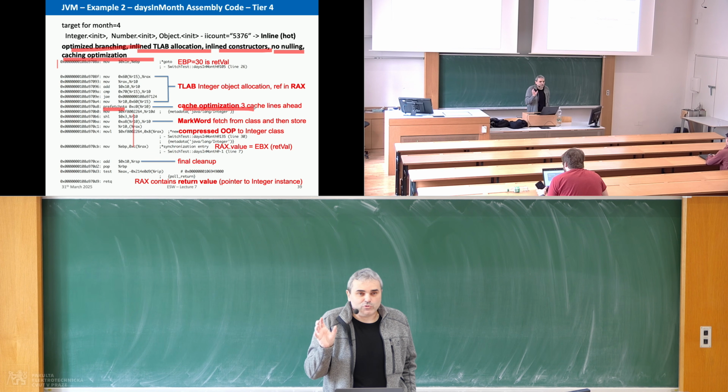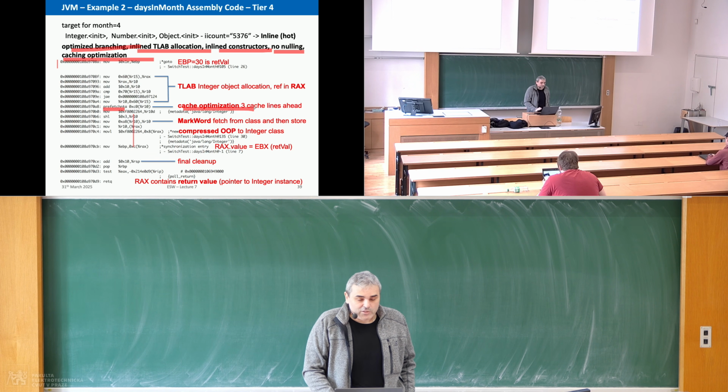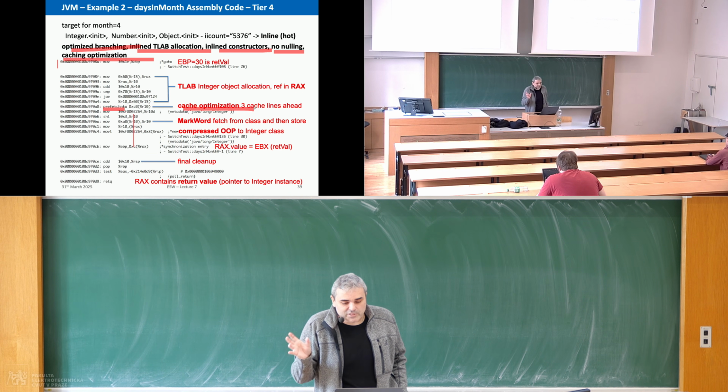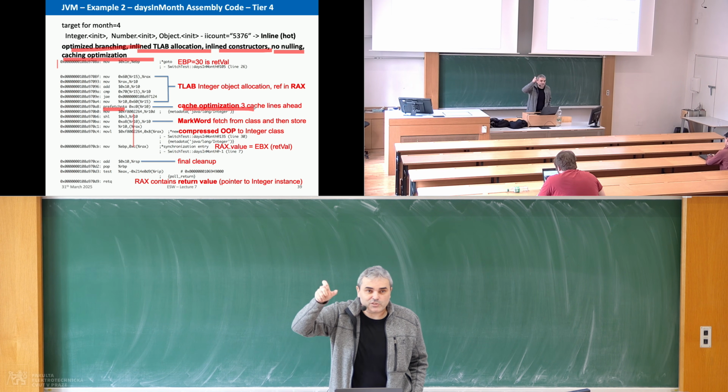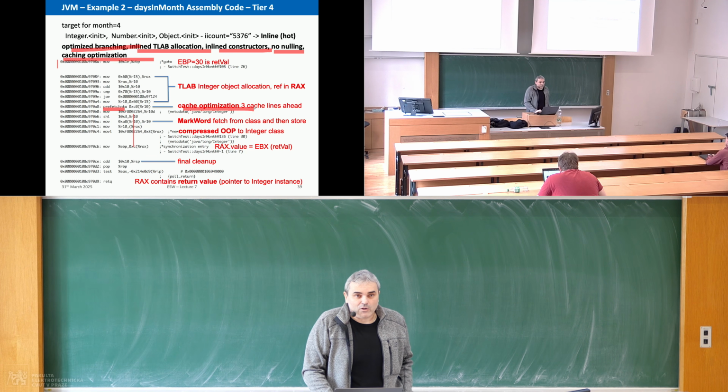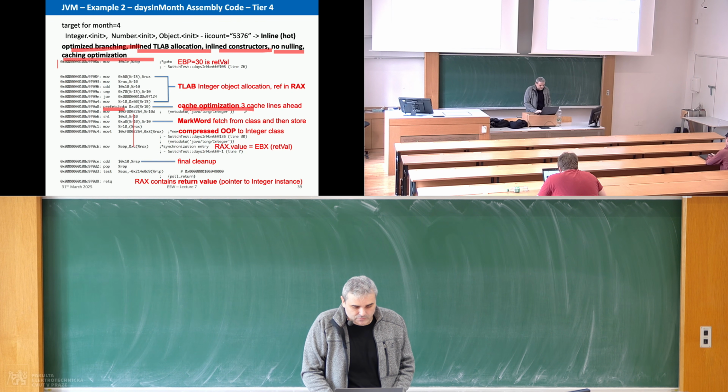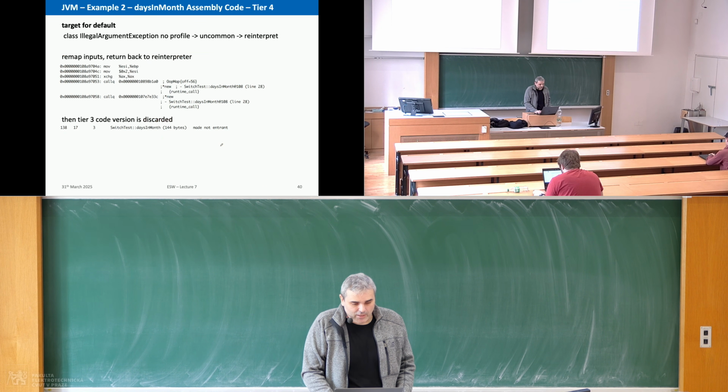Cache line size, you should know that, is 64 bytes by default, but modern CPUs can have bigger ones. So 3 times that cache line size is already prefetched into the local L1 data cache. Final cleanup and so on. So the method is much simpler than for the C1 compilation.